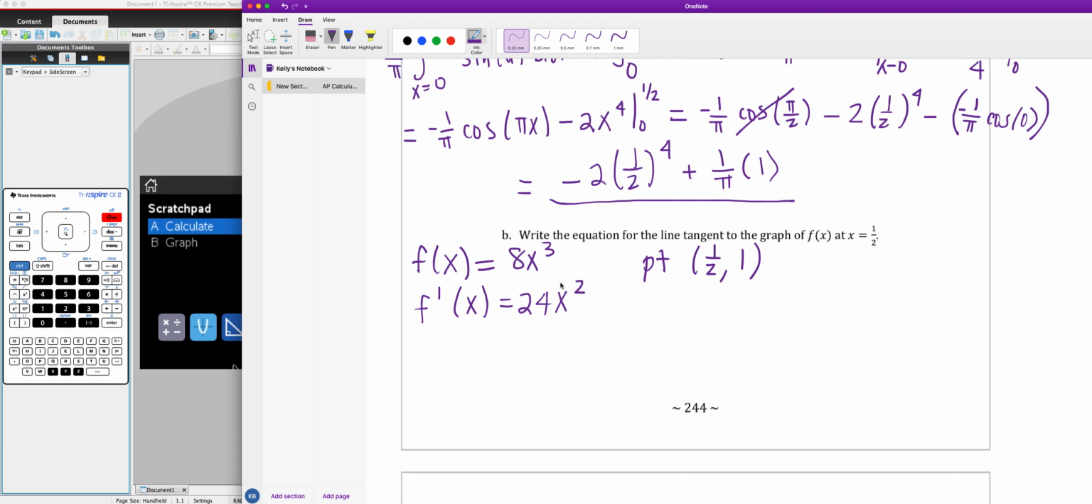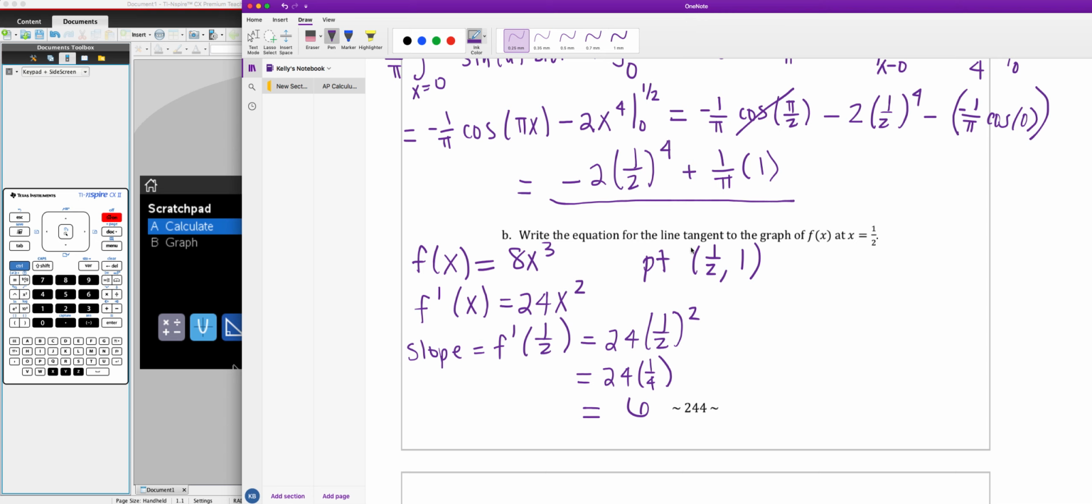Now to get the slope though, this is the slope at any point. I specifically care about 1/2, so my slope value then is going to be equal to f prime at 1/2, which will equal 24 times 1/2 squared. Now, if we simplify this just for the sake of writing our final answer, I'm going to get 24 times a fourth, which ends up giving me positive 6. So I have my slope here of 6.